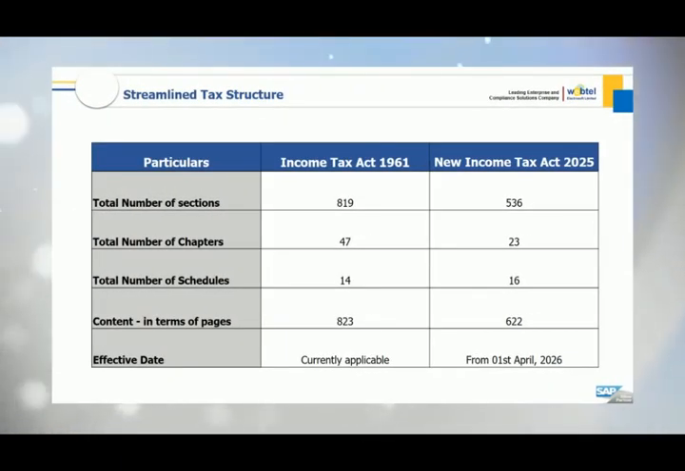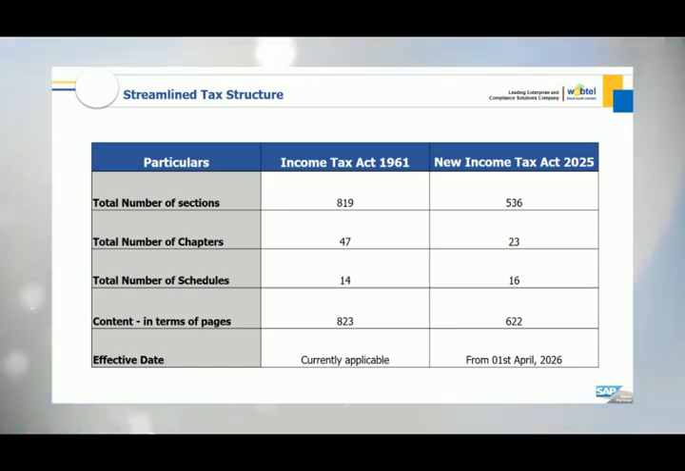Streamlined tax structure. Under the Income Tax Act, 1961, the law contained 819 sections, making it lengthy and complex. The Income Tax Act, 2025 reduces this to 536 sections, improving clarity and usability. Earlier, provisions were spread across 47 chapters. The new act streamlines this to 23 chapters, making navigation easier.